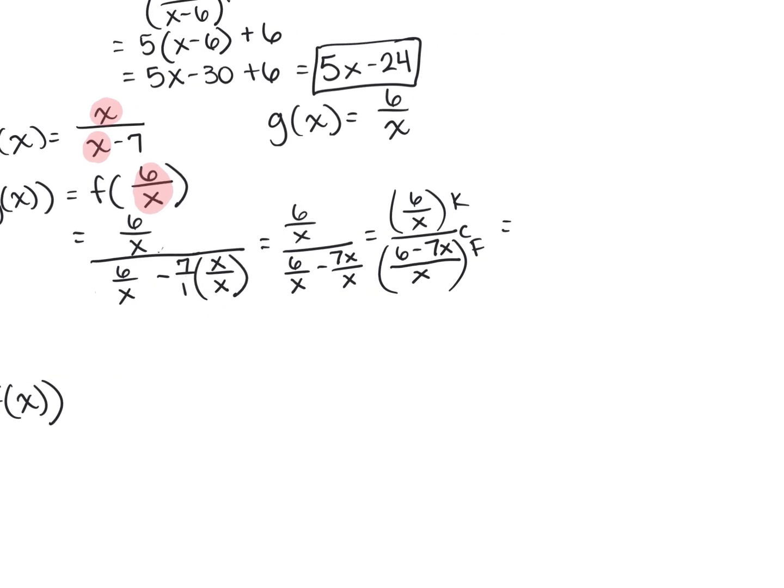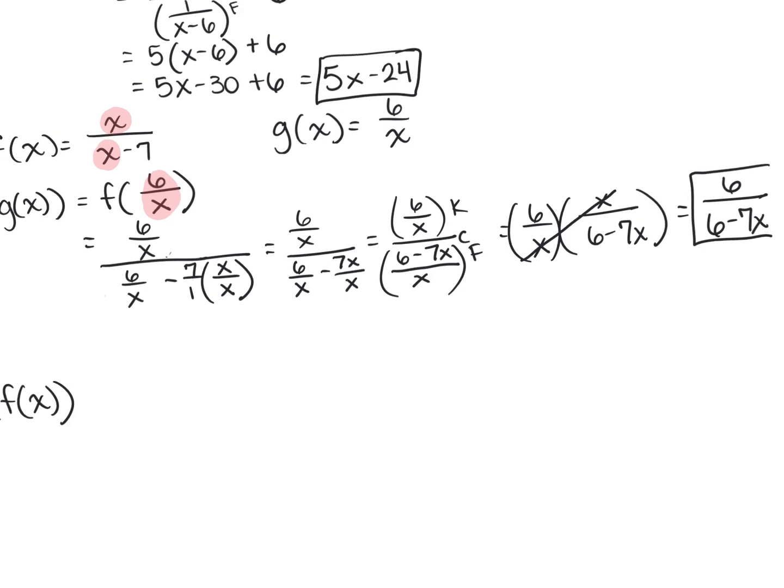So I keep 6 over x. I reciprocate the bottom, so that's going to be x over 6 minus 7x. And I know that those x's will cancel each other, so my final answer that I would type in online is 6 over 6 minus 7x.